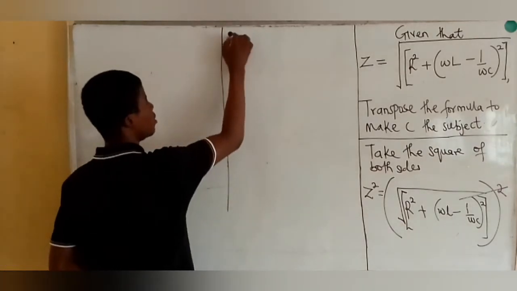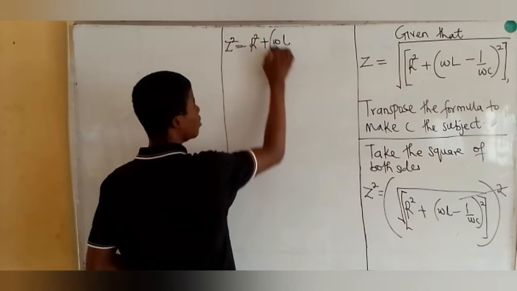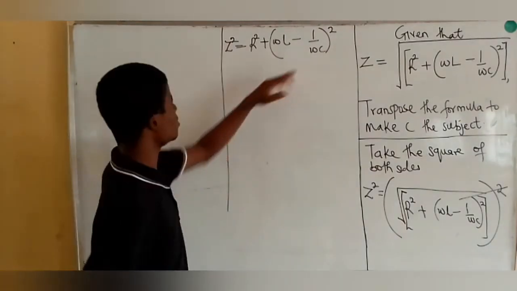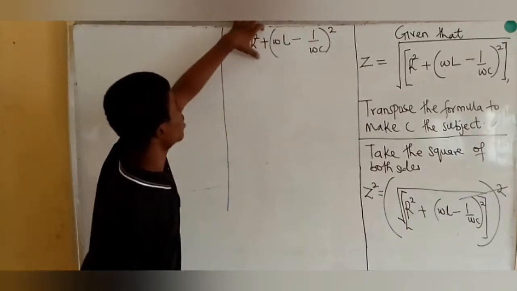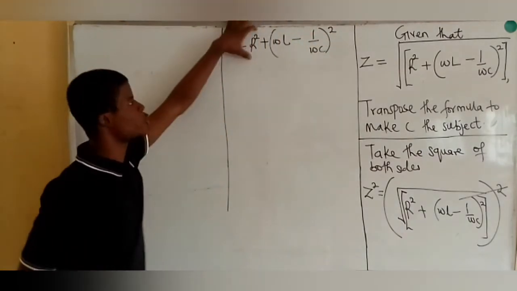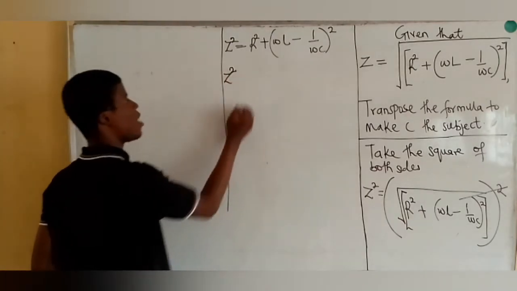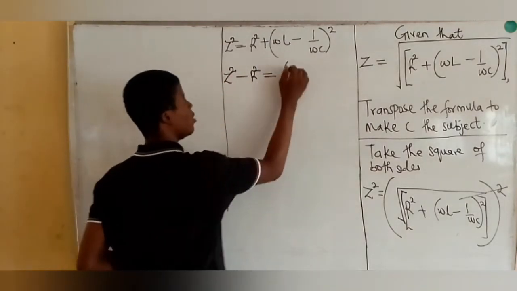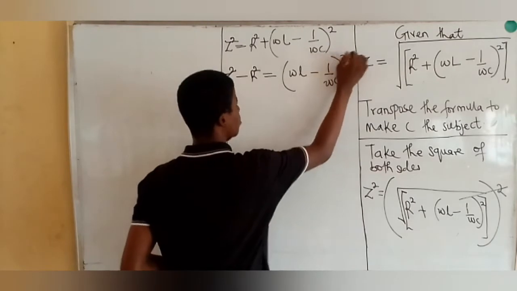So what I have now is Z squared equal to what? R squared, the square root is gone, plus (omega L minus 1 over omega C) squared. This is omega C, and this is a squared function. So I will take away any other thing that's attached to this square term to the other side. R squared is attached to everything here, so I'll move R squared to the other side. So now I have Z squared. By the time R squared crosses, it comes to negative. Z squared minus R squared is equal to (omega L minus 1 over omega C) all squared. Good.